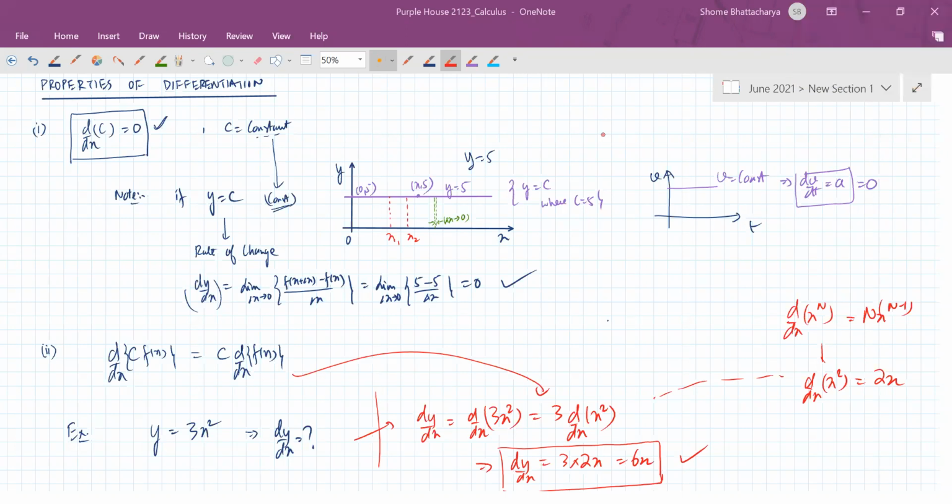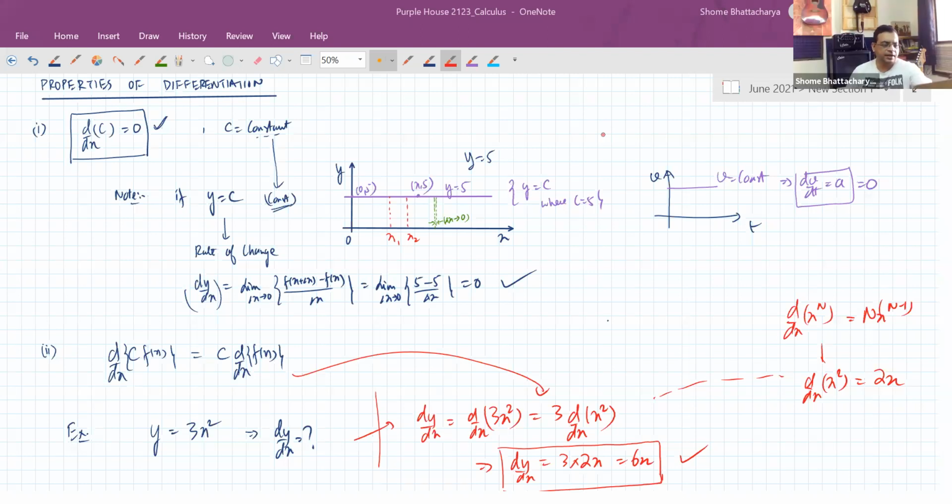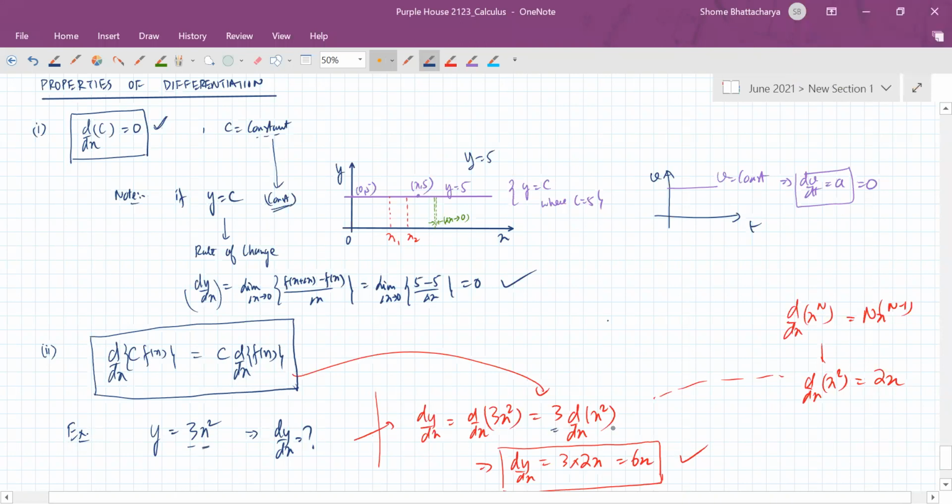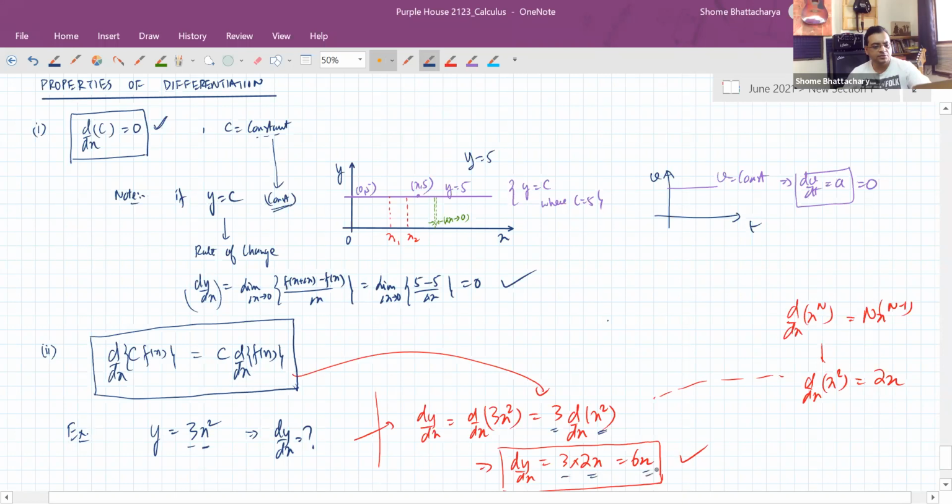Sir, in the second example, we are basically removing the constant and solving as we do. Then in the end, we multiply the constant with the answer, right? Exactly. We are just applying this property of differentiation: the differentiation of any constant term multiplied by a function is the constant multiplied by the differentiation of the function. So differentiation of 3 multiplied by x square is nothing but 3 multiplied by differentiation of x square. So that's 3 multiplied by 2x. So that becomes 6x. Clear?